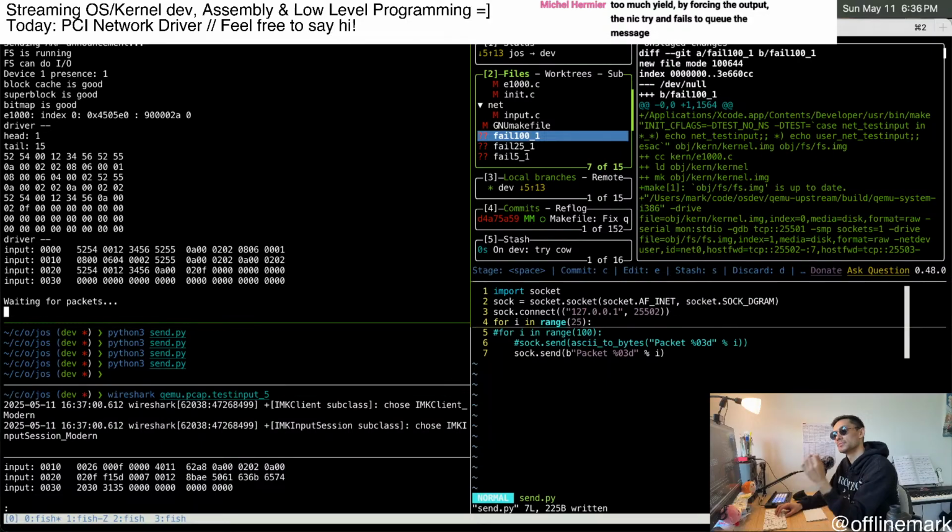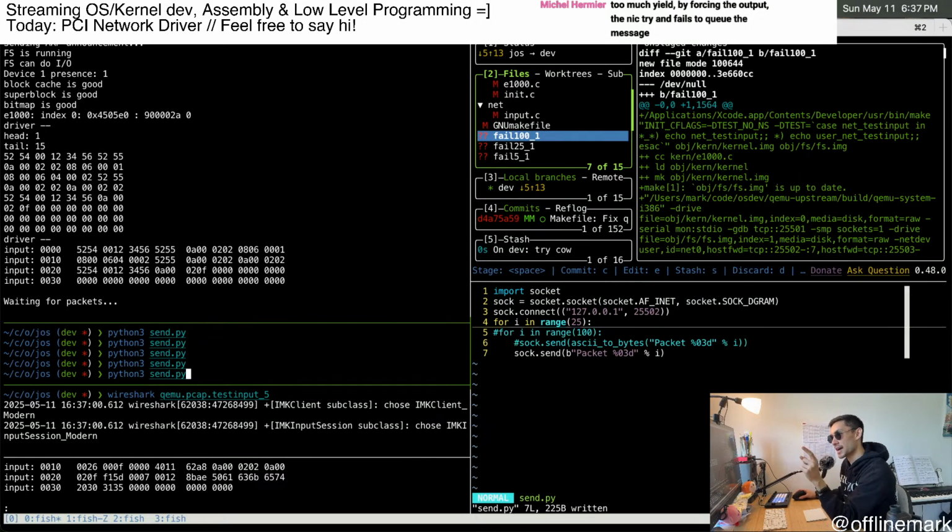So the OS is sitting there, waiting. The queue is not full because I haven't launched the big blast of packets yet. As soon as I run this script, the Python script is going to start going in a loop, sending data to the OS. And I don't have any sleeps or anything here, so it's going to go pretty fast.